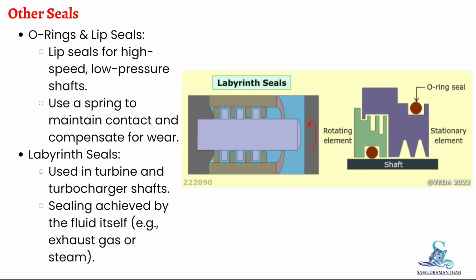So, gaskets are static seals for stationary components, whereas packings and dynamic seals handle moving parts. Proper selection of seal material and type ensures leak prevention, efficient operation, and long service life.